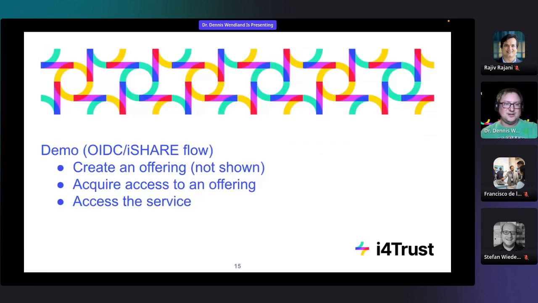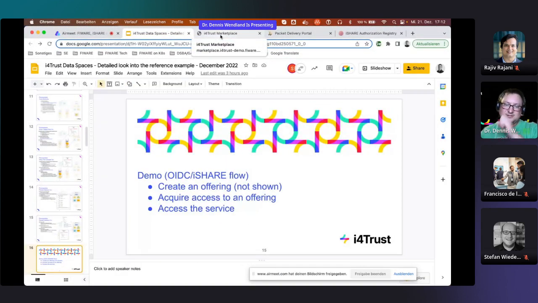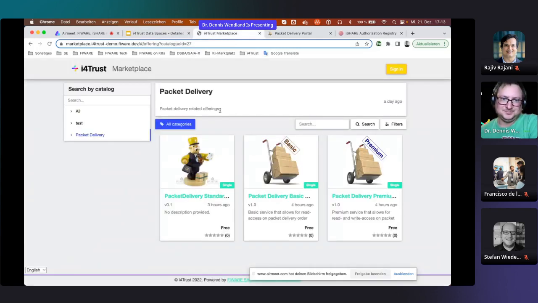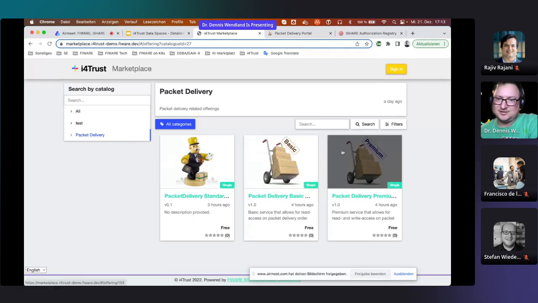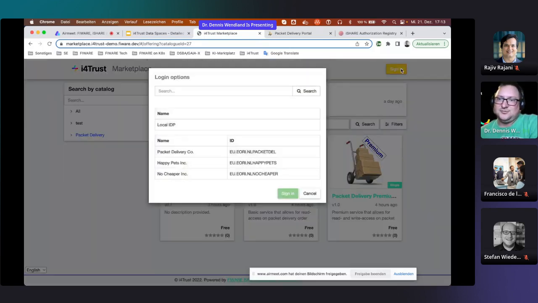Now let's come to the demonstration. What I'm skipping now is the creation of an offering, because we have seen it in Francisco's presentation. As you can see, there are already some, especially this basic and premium offering of the packet delivery company. Now we assume an employee of this packet delivery company created these offerings. And now let's assume I'm an employee of this Happy Pets retailer shop, some administrative user.